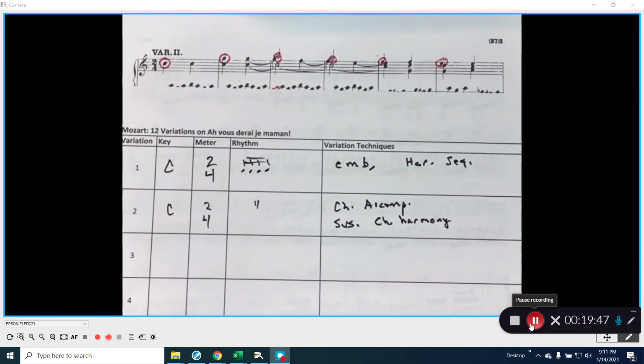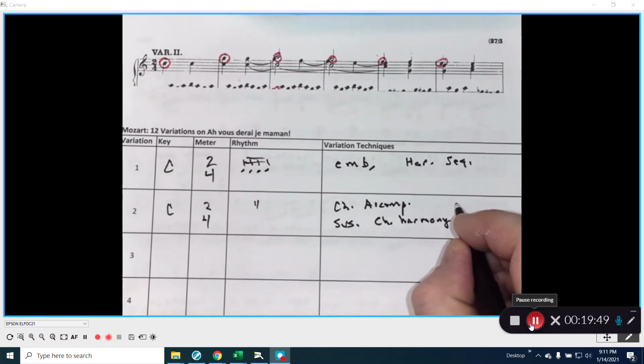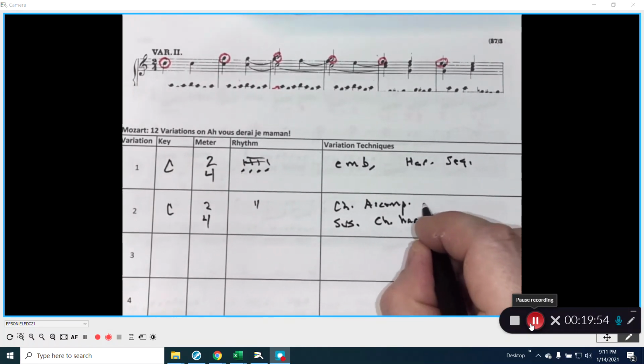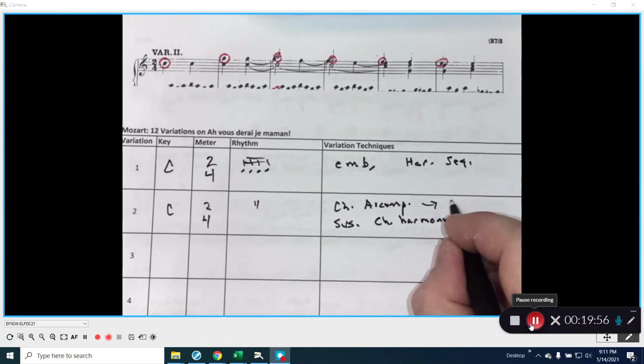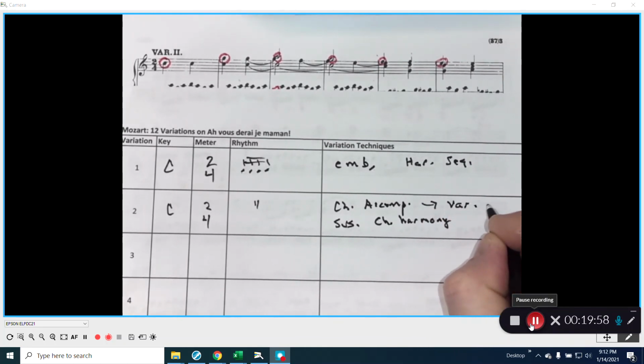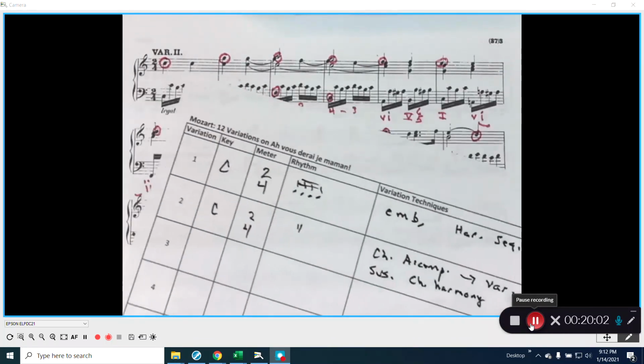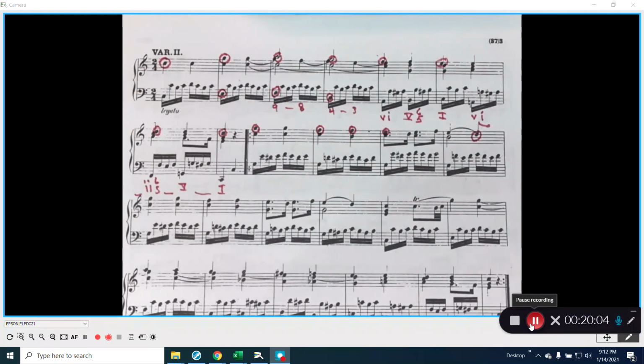Okay, and we might make the observation that this change of accompaniment is copycat of variation 1. Okay, that's enough there. I think we get the lay of the land. And so off we go to variation 3, and that'll be in the subsequent video.